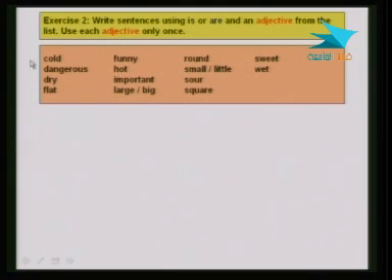The first adjective here, cold. This one is dangerous. Dry. Flat. Funny. Hot. Important. Large or big. Round. Small, little. Sour. Square. Sweet. Wet.